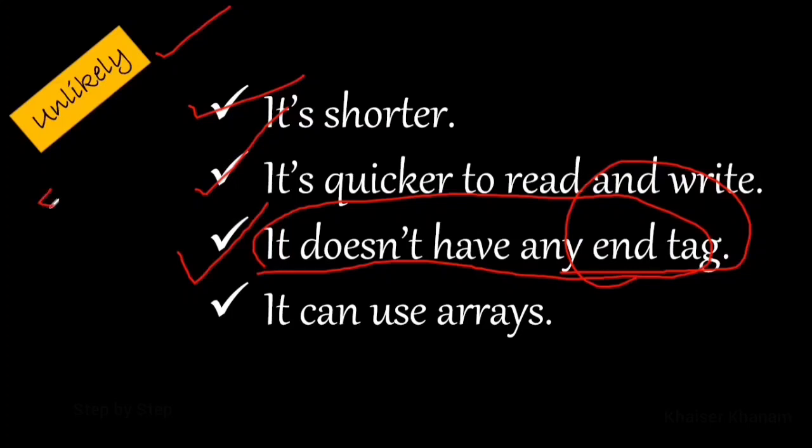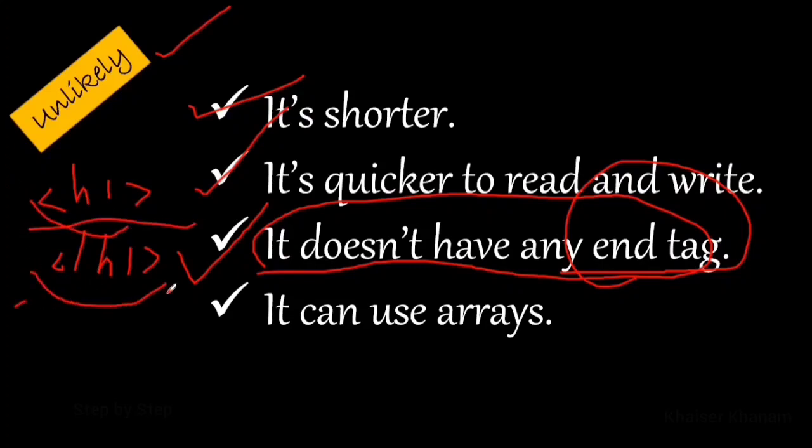Like in HTML we have end tags, like h1, and to close it we close like this. In the same way in XML we will have tags which open and which close. And it can use arrays. We have already seen JSON uses arrays. These are the basic points comparing JSON and XML.